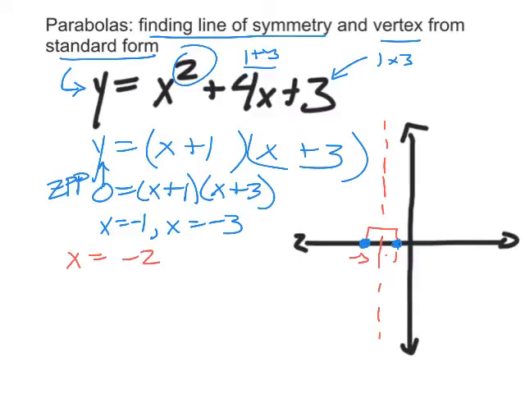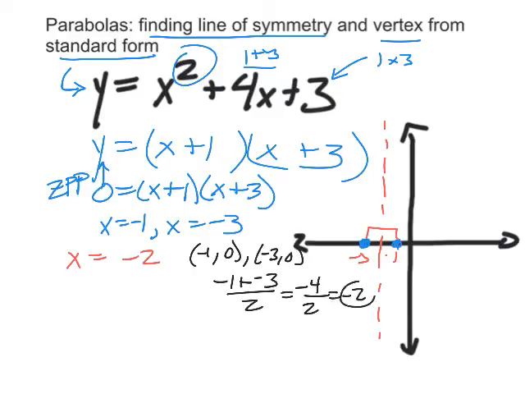The other way to do it, just as a side note, knowing that negative 1, 0 and negative 3, 0 are your x-intercepts, you can find the average of negative 1 and negative 3 by adding them together and dividing by 2. That's negative 4 over 2, which gives you a value of negative 2, which is the same as what we found graphically.